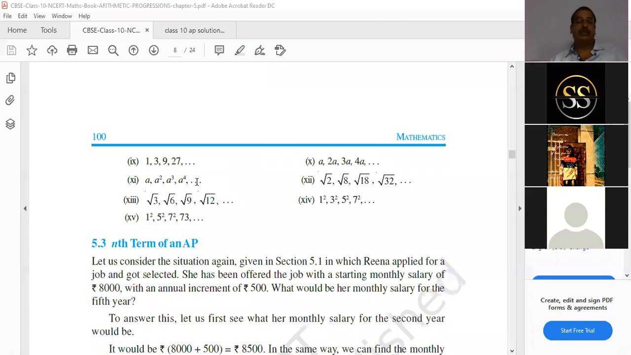The difference is A to the power of 1. A and A to the power of 1, the difference. Yes.